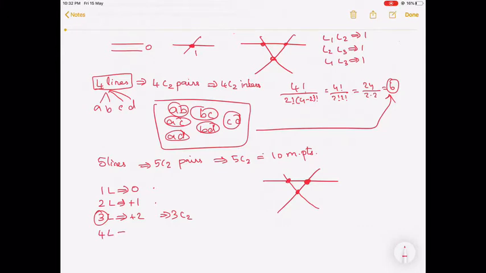The moment the fourth line comes into the picture, there are already 3 lines and 3 meeting points. Now this fourth line can meet the existing 3 lines, and it can have 3 new intersection points. So adding 3 intersection points to the existing 3, totally there will be 6 intersection points when the fourth line comes in. 1 plus 2 plus 3 is 6 intersection points, which is the same as 4C2.